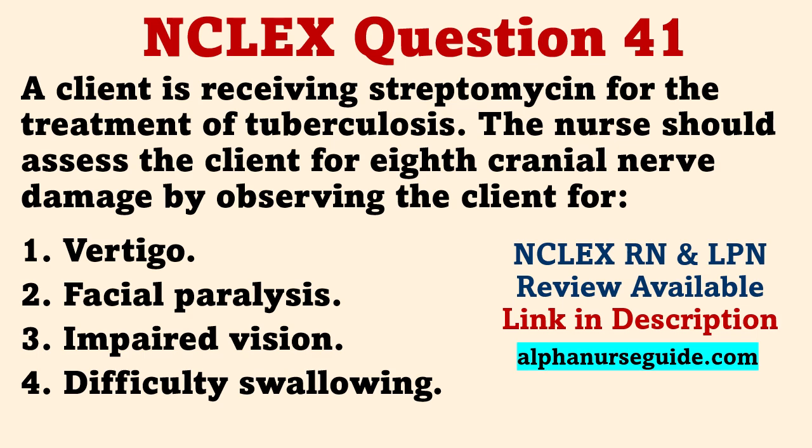Facial paralysis would result from damage to the facial nerve. Impaired vision would result from damage to the optic, oculomotor, or the trochlear nerves. Difficulty swallowing would result from damage to the glossopharyngeal or the vagus nerve.